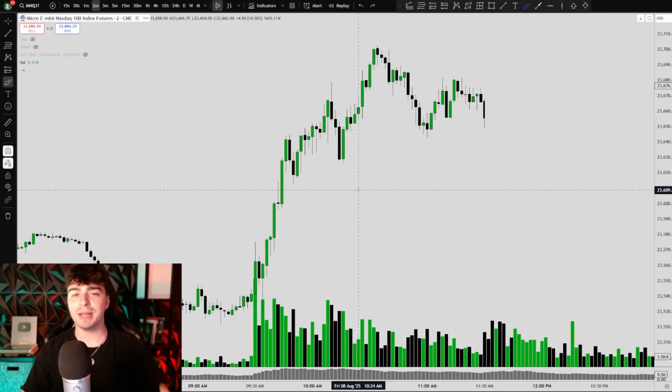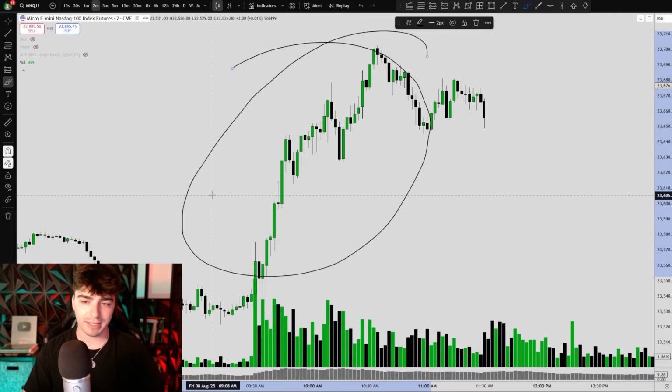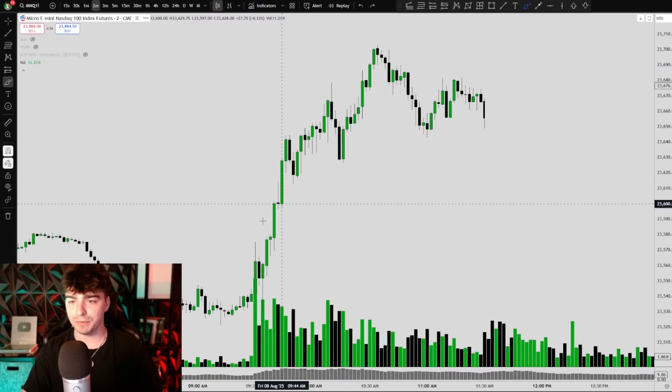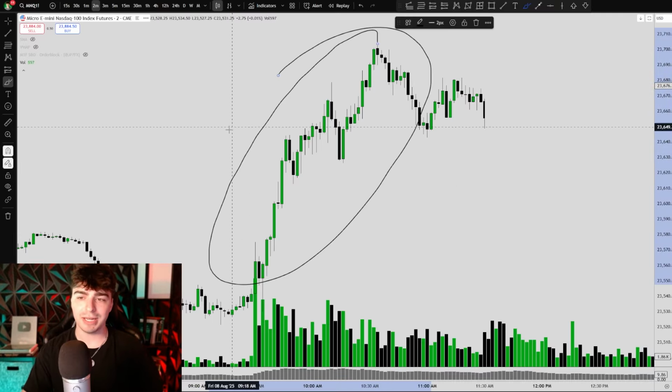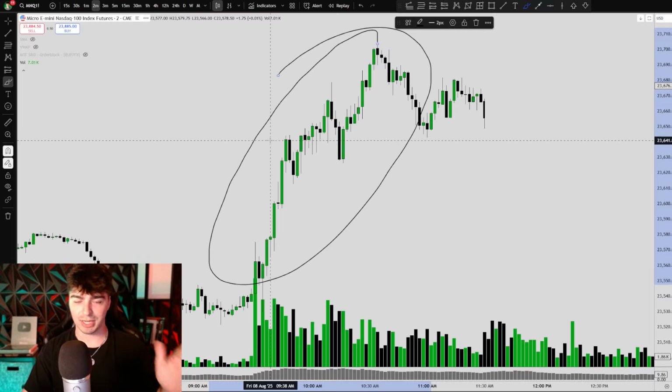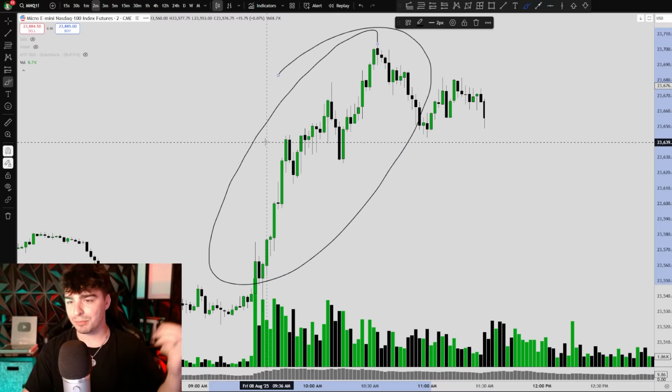So supply and demand is basically an imbalance between buyers and sellers. The only way price can move like this is if there is a heavy imbalance on one side. Obviously, since we moved higher in this example, there's an imbalance between buyers and sellers favoring the buyer side, right? More buyers than sellers. It's as simple as that. If there's more buyers than sellers, price goes up. If there's more sellers than buyers, price goes down, right?